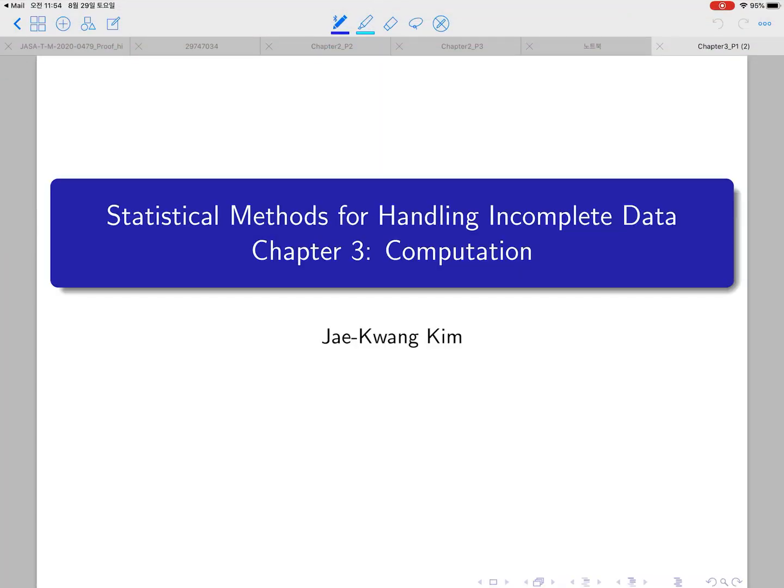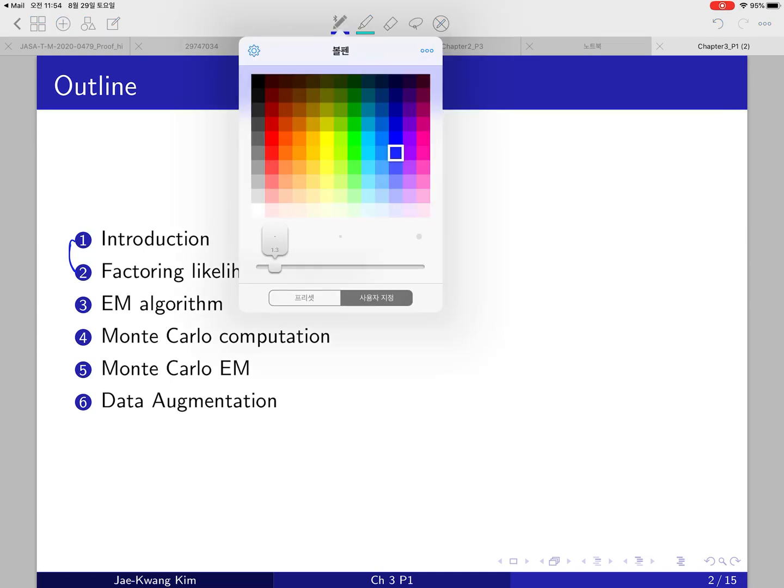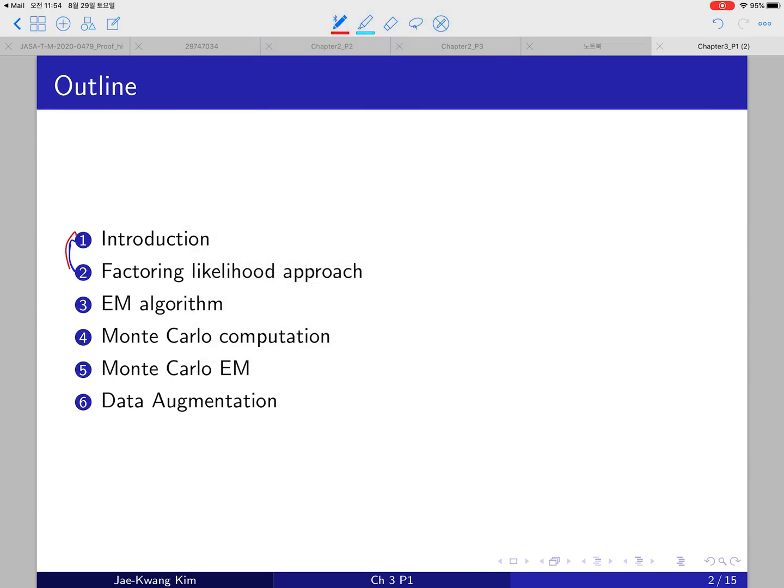Hello everyone. We'll study chapter 3, computation. Basically, we'll study how to find the maximizer of the observed likelihood function. So this week we'll study the first two sections.